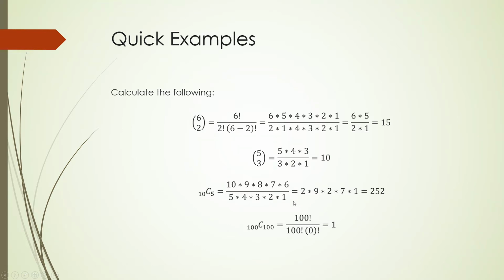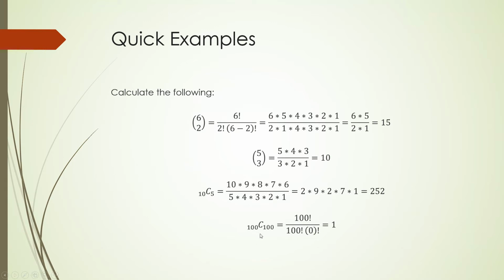So what all this comes together to give me is, well, I do a little bit of canceling here, right? The 10 and the 5 reduces to 2, and then the 8 and the 4 reduce to 2, and then, of course, 6 divided by 3 times 2 times 1 is 1, so all this comes out to be 252. So there are 252 different ways to pick 5 things out of 10.